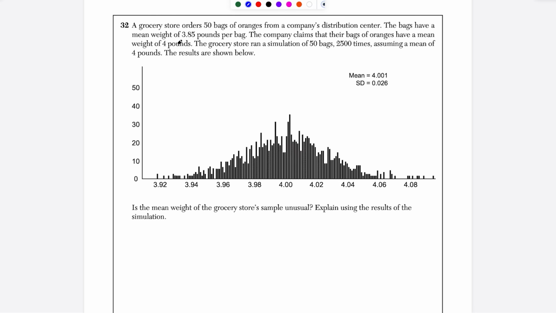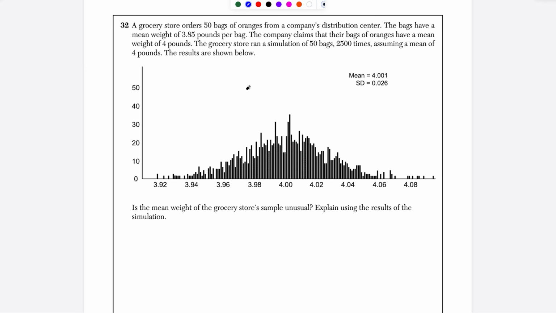Question 32, a grocery store orders 50 bags of oranges from a company's distribution center. The bags have a mean weight of 3.85 pounds per bag, and the company claims that their bags of oranges have a mean weight of 4 pounds. The grocery store runs a simulation of 50 bags 2,500 times, assuming a mean of 4 pounds, and the results are shown below. And then the question is, is the mean weight of the grocery store sample unusual, and we have to explain using the results of the simulation.